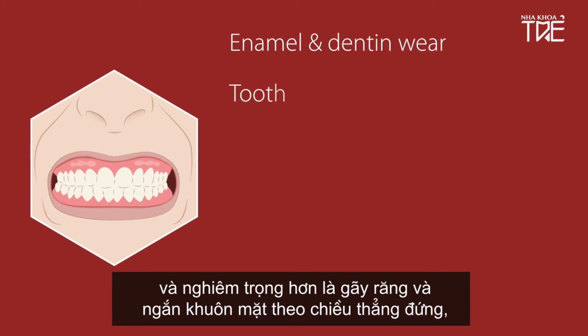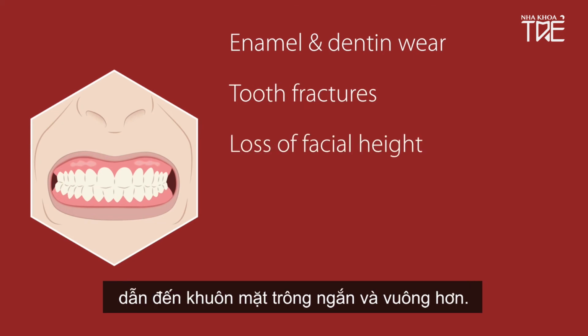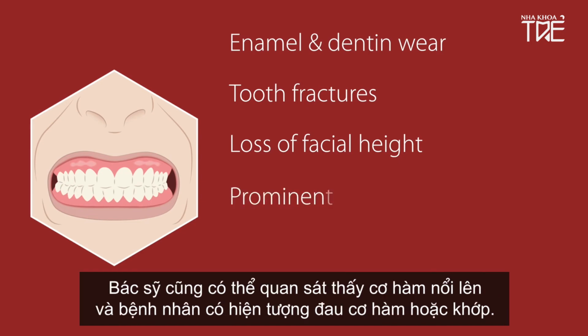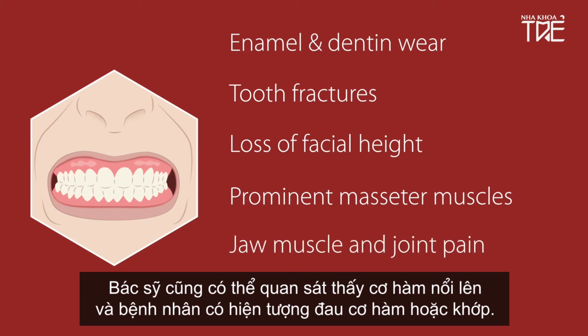Clenching and bruxism are common causes of enamel and dentin wear, but in severe situations can also result in tooth fractures and loss of vertical facial height, leading to a more brachycephalic face form, meaning a square-shaped face. You may observe prominent masseter muscles, and your patient may complain of jaw muscle and joint pain.